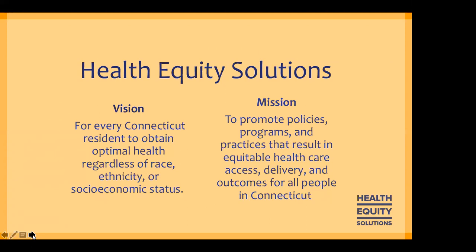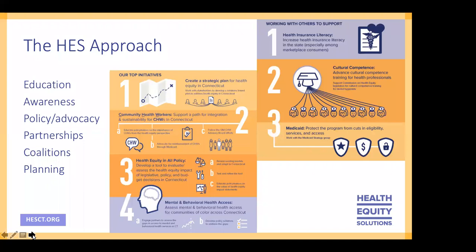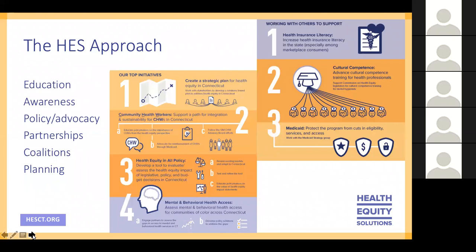We look for our opportunities to collaborate with our partners, and our approach to achieve health equity in Connecticut. This slide explains to you how we do this. It's through education and awareness, the main 2 cornerstone parts of any 501c3. And we also use our ability to influence policy through advocacy. We have partnerships across the state with a number of organizations, and everything we do is in coalition and involves deep planning for the future of our Connecticut.